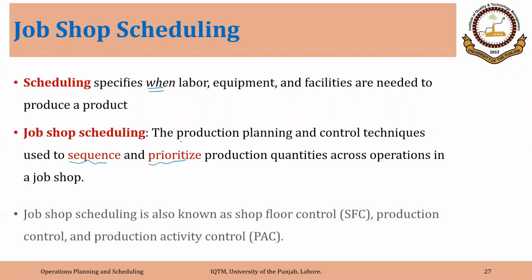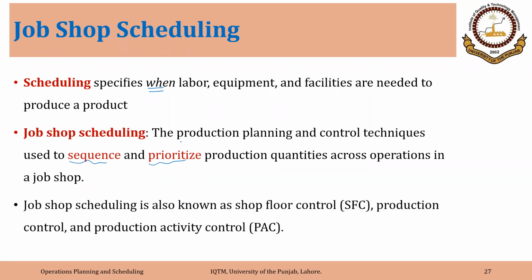So sequence of operations is of course shown by the routing sheet, but the real challenge in a job shop is the prioritization of the jobs, because we have the same resources on which different orders are waiting to be processed. So job shop scheduling is also known as shop floor control. It is also called production control and sometimes production activity control.